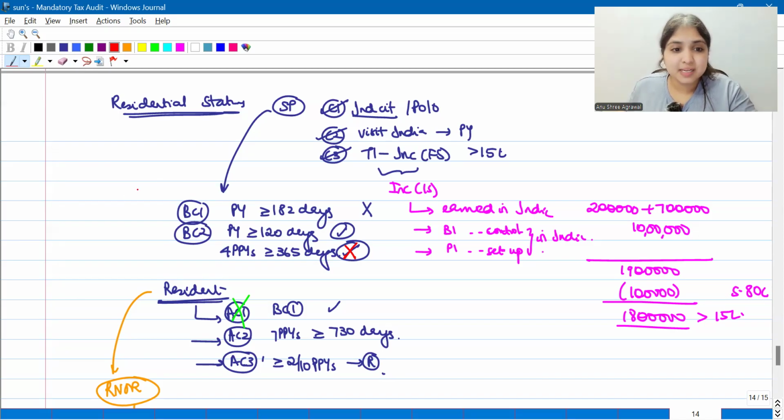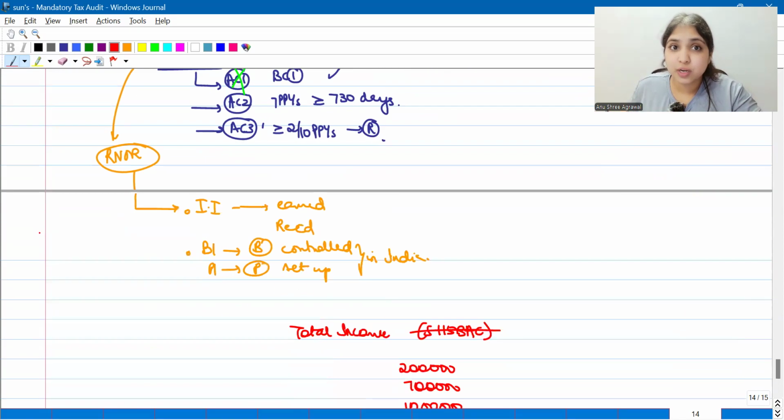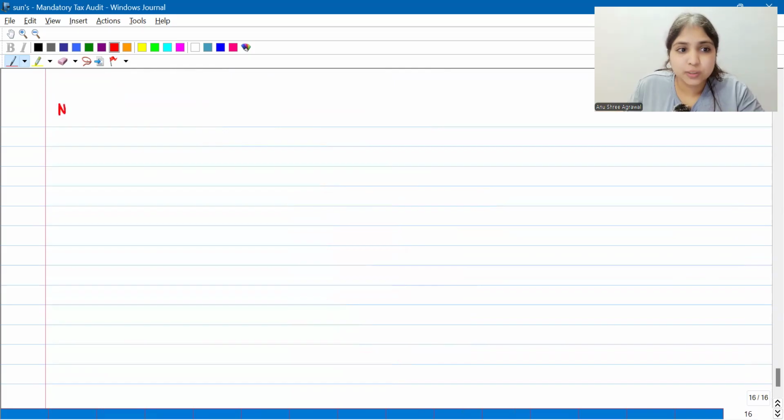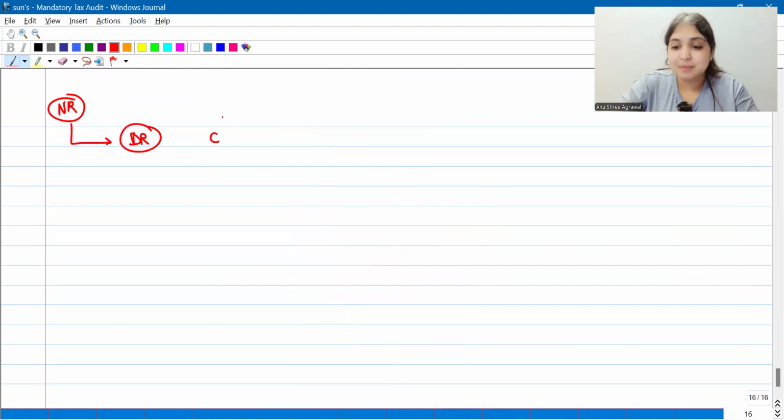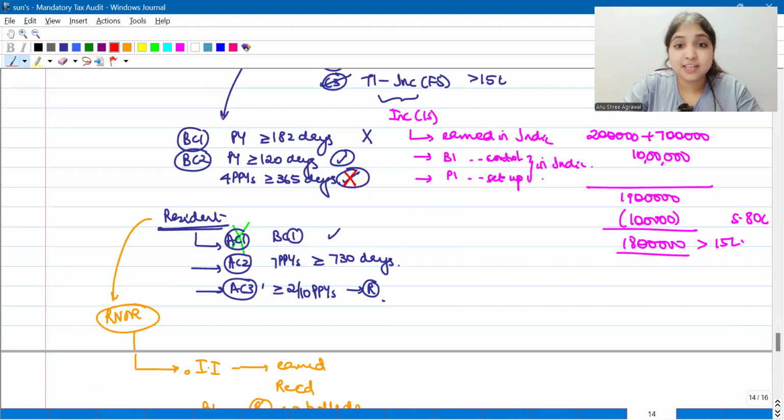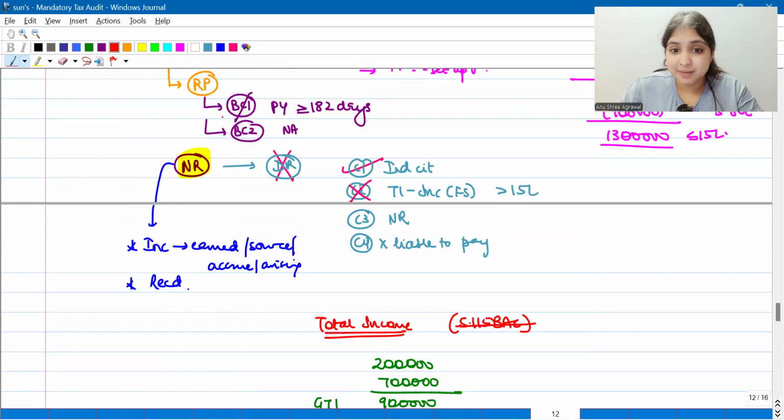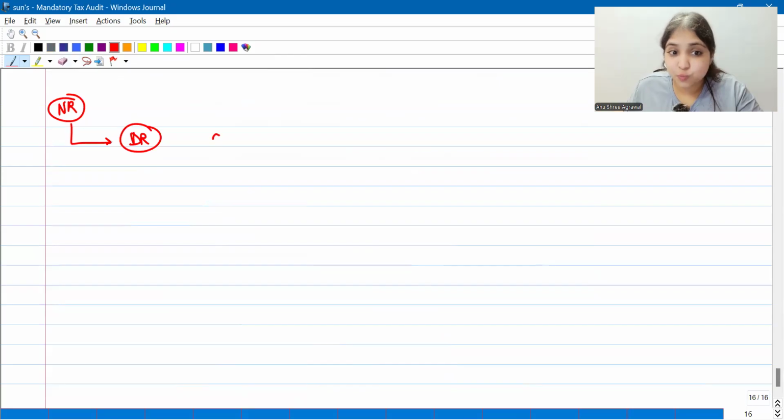So neither of the basic conditions are fulfilled. So therefore, what will you conclude? Therefore, you will conclude that she is a non-resident. Now, because she's a non-resident, you will think about deemed resident. Deemed resident, remember we put over here itself 4 conditions we had put for deemed resident. So I'll put down the conditions for you once again.